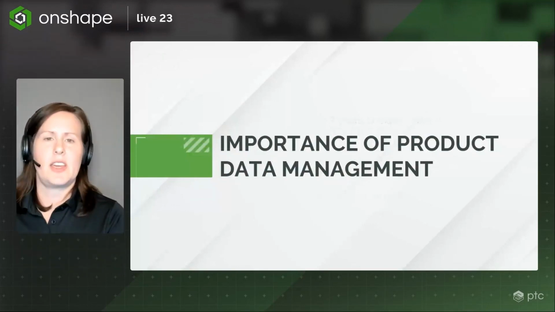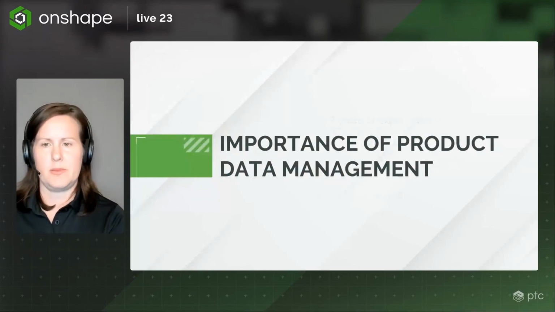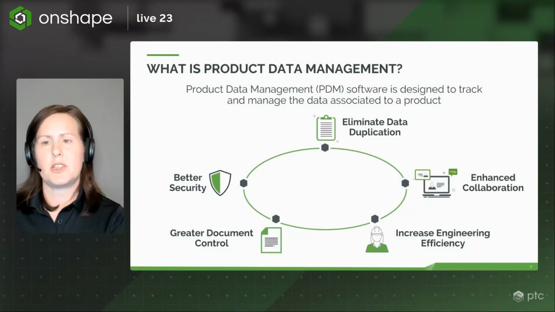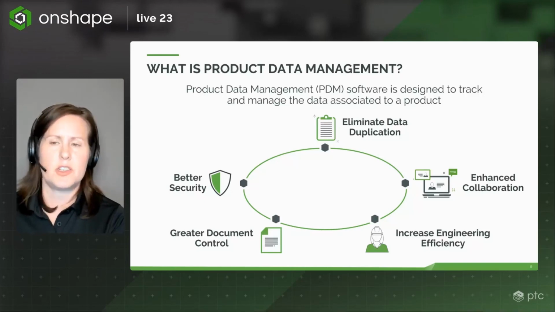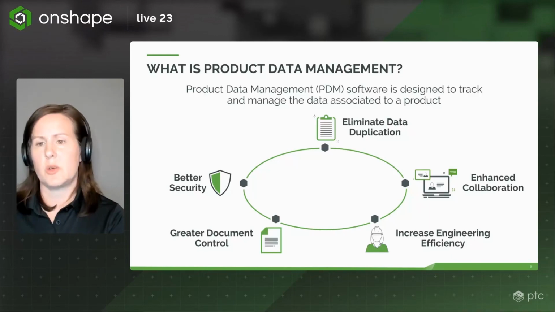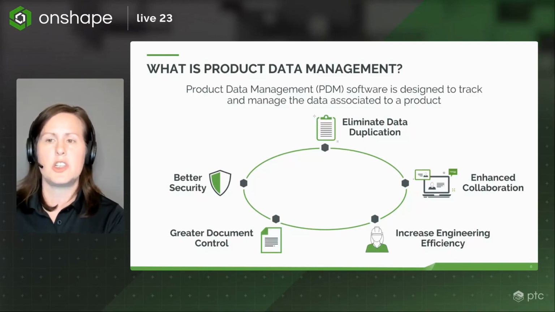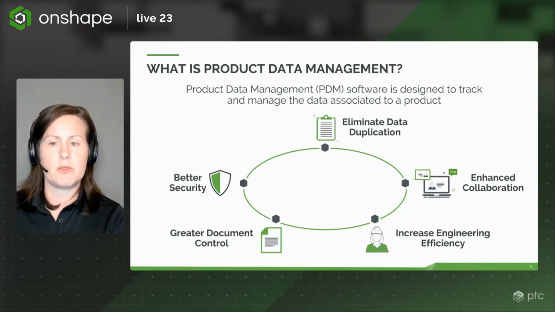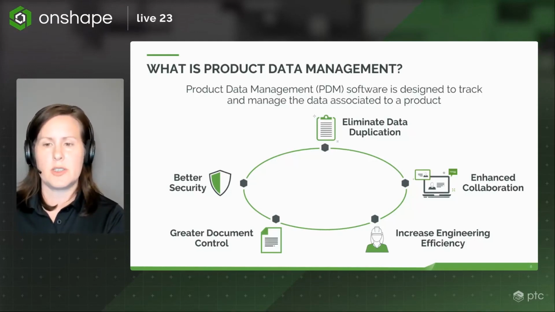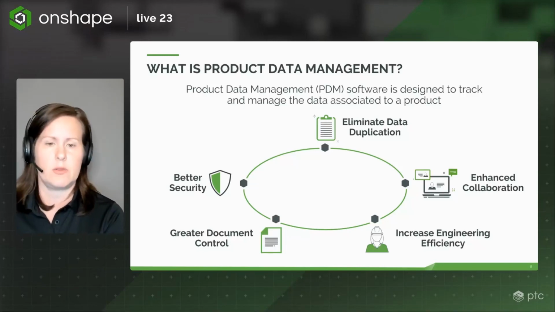So first, let's take a look at the importance of product data management. Product data management software is used to track and manage the data associated to a product, such as your parts, assemblies, and drawings. It helps to eliminate data duplication, increase collaboration through tools that make it easier to share and search your data. It provides better security for your intellectual property and controls documents through managing references, versions, and revisions. It also increases engineering efficiency by reducing the amount of time your engineers need to spend on tasks that are not productive.